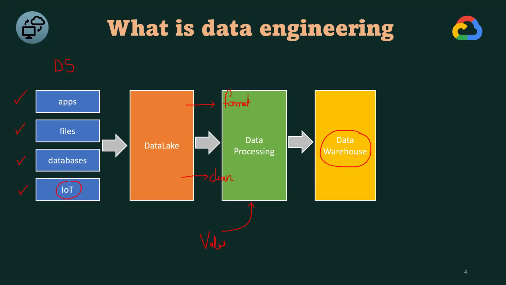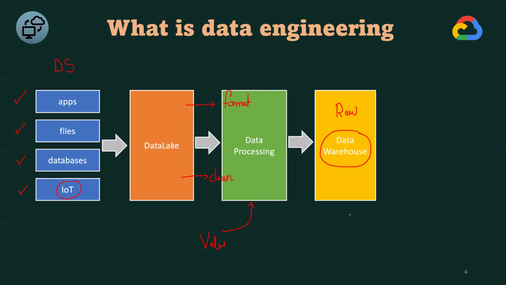So what do you do? If you want to store the data into the data warehouse, you extract this data from multiple applications, multiple file formats, multiple databases or IoT devices. You extract it, you process it, and you store it into a data warehouse in a raw format.